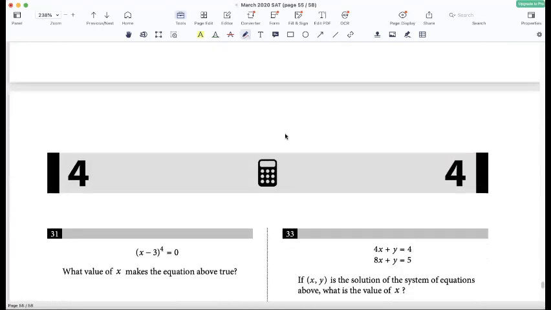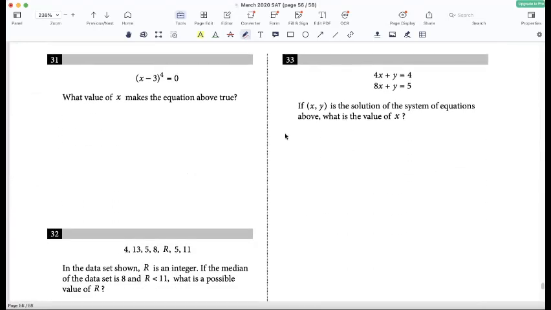Okay, let's do the gradient problems. What value of x makes the equation above true? So obviously if x is 3, then this will be true.